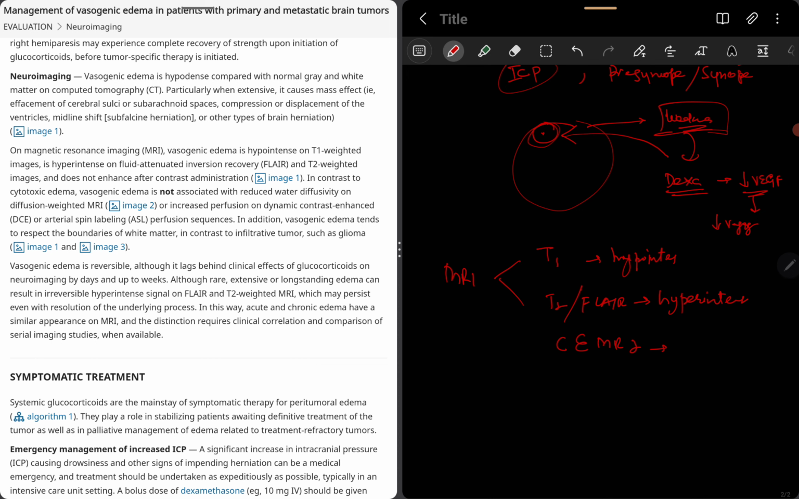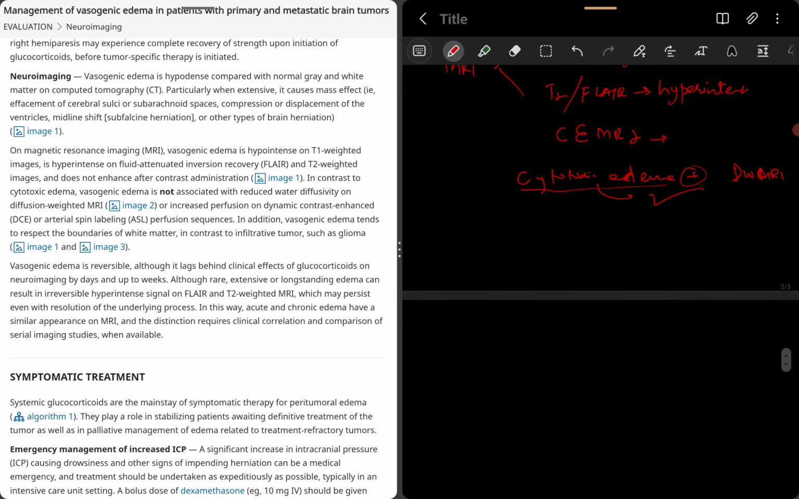Whereas, note what happens in cytotoxic edema: it is associated with decreased water diffusivity on diffusion-weighted MRI. We will talk about cytotoxic edema later, but note that this is associated with decreased water diffusivity on diffusion-weighted MRI.